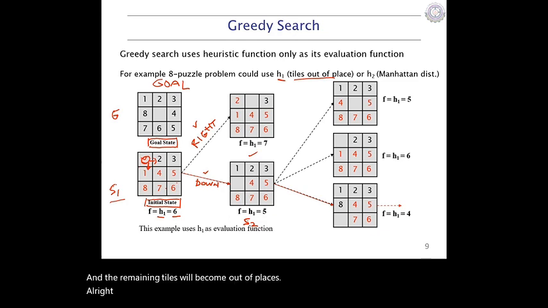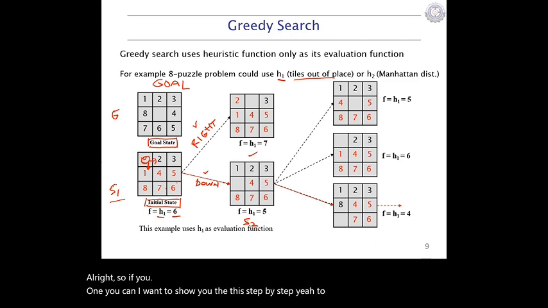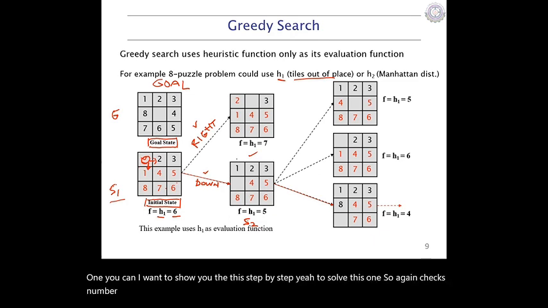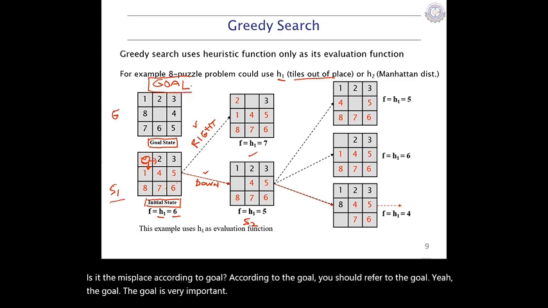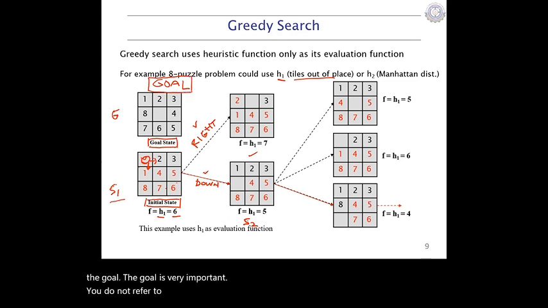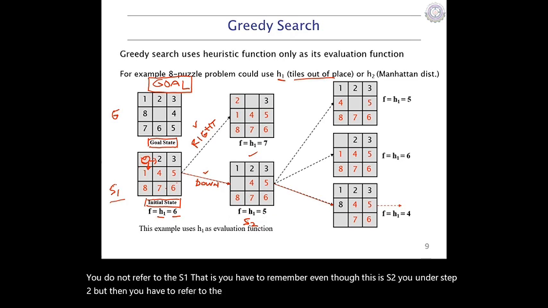All right, I want to show you this step by step. So again, check number one here. Number one, is it misplaced according to the goal? According to the goal, you should refer to the goal here. The goal is very important. You do not refer to S1. You have to remember that even though this is S2, the step 2, you have to refer to the goal, because we are going to reach the goal, not S1, the initial state. This is just the first state.